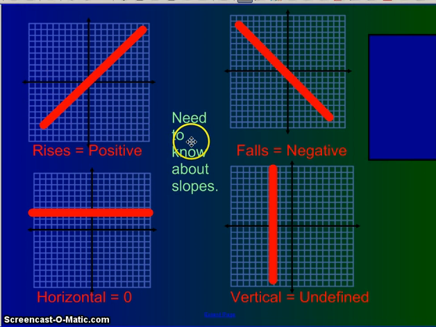A few things to go over real quick. Hopefully you remember some of this in your Algebra 1 class, but if it rises from left to right, it's going to have a positive slope. If it falls from left to right, it's going to have a negative slope. Any horizontal line is going to have a zero slope, and any vertical line, remember you can't walk up a wall, is going to have an undefined slope. We just can't do it.